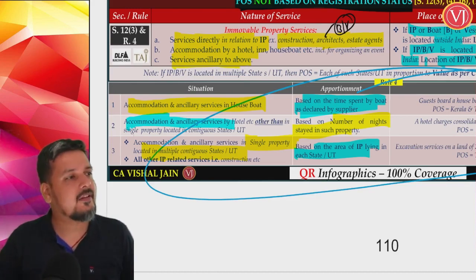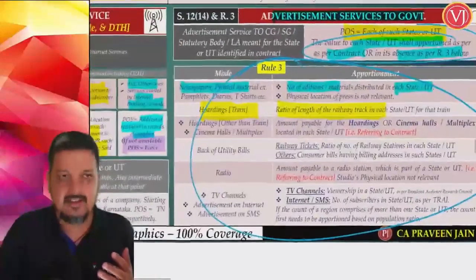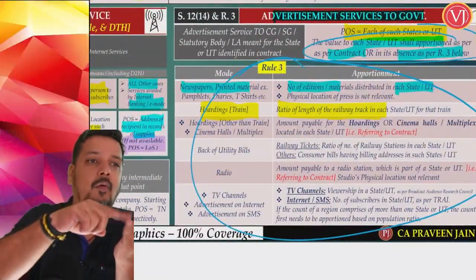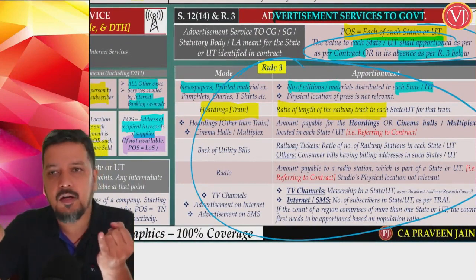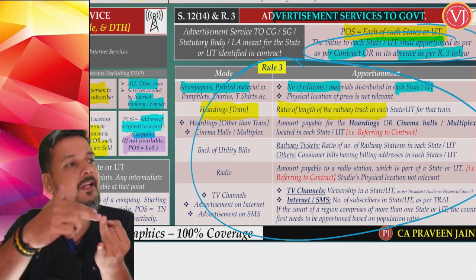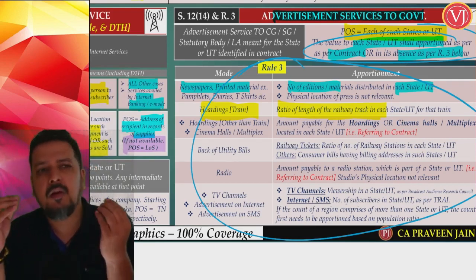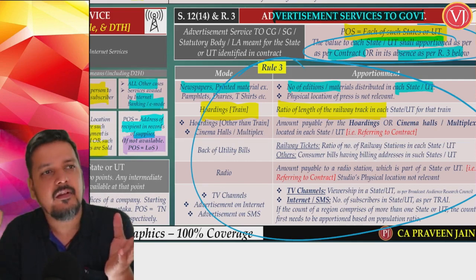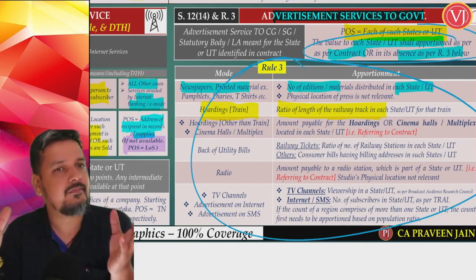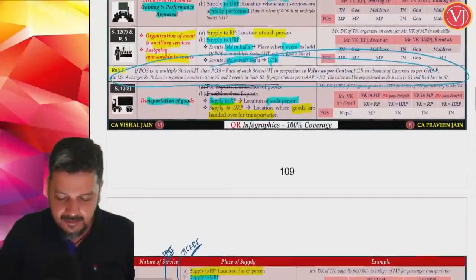Very simple thing. I have not taken up entire rule 3 and all. I am just telling that in 3 cases you have to take the help of the rules. What are they? Advertisement service to government, where you'll have multiple states as an answer: Rule 3 will help you. Immovable property, where you might have multiple answers: Rule 4 will help you. Organization of an event, where you might have multiple answers: Rule 5 will help you. Rule 5 does not even give an answer, whereas at least Rule 3 and Rule 4 take efforts to give one.